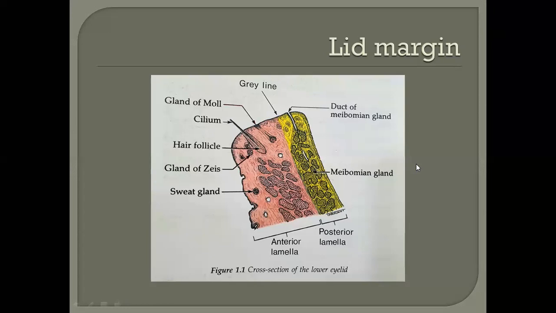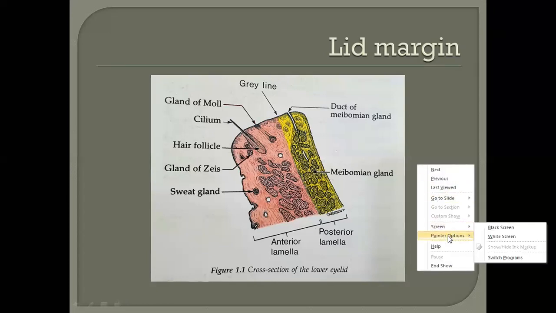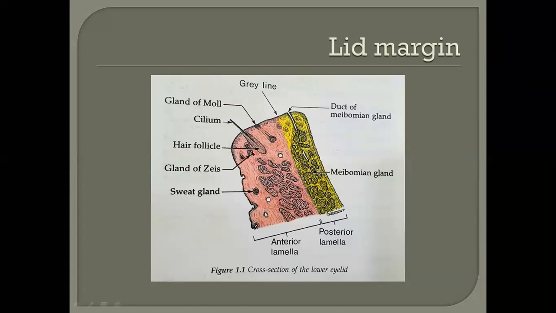The cilium is an eyelash on the lid margin, and with that you can see there is a hair follicle of the eyelash which is associated with the gland of Zeis. These glands of Zeis are modified sebaceous glands, and they produce sebum. There is one more gland called the gland of Moll, which is a modified sweat gland on the lid margin. These are situated anterior to the gray line on the lid margin. This gray line is a very important structure for surgical purposes on the eyelid.